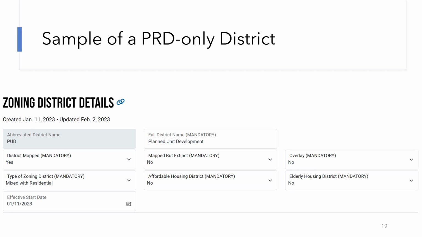Here is a sample of a PRD-only district's zoning district details, so you can see how it might look when finished. You can see here that this planned unit development district is mapped because it has yes in the district mapped field. It is not mapped but extinct, and it is not an overlay. You can also see that it's mixed with residential, and it is not affordable housing district only, nor is it an elderly housing district only. PRD-only districts, oftentimes if they are labeled as 55 plus or something along those lines, will occasionally be elderly housing only districts. So keep an eye out for those as you're looking at the data.